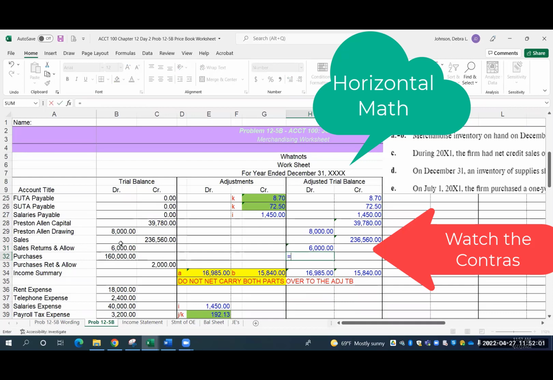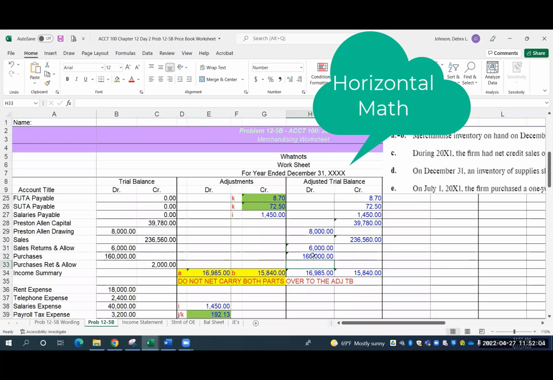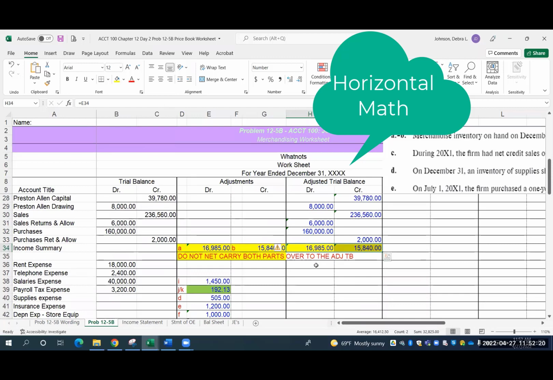Our purchases didn't change, carry it over. And then a contra account. So move over to the other side, put that 2,000 in. We've already addressed income summary. A lot of you came late to class and may have missed that. I added in a line, this is the only account where you're going to see a debit and a credit. Why both of those are needed in cost of goods sold. So we wrote in a note, do not net. Carry both parts over to the adjusted trial balance.